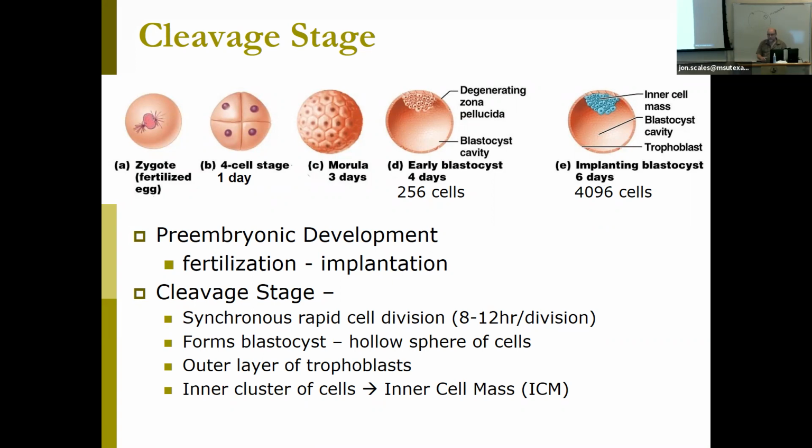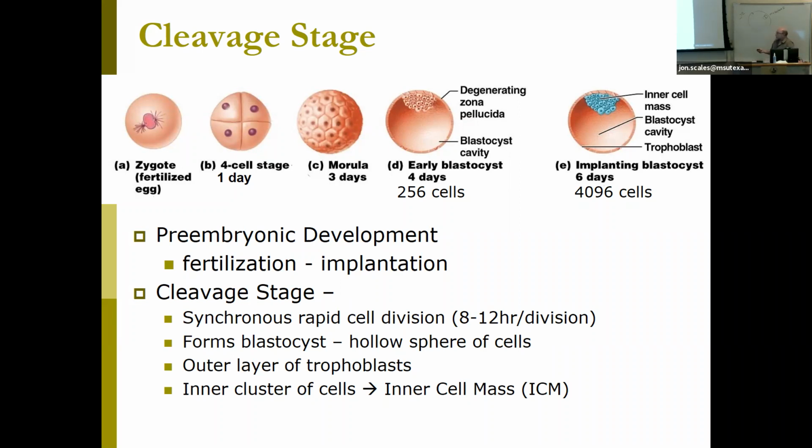And you calculate that by just 2 to the n, right? So however many divisions you have, 2 raised to that number of divisions. So at this point, you would have had approximately 12 divisions, and that would be 4,096 cells.